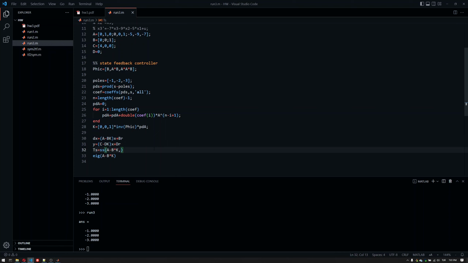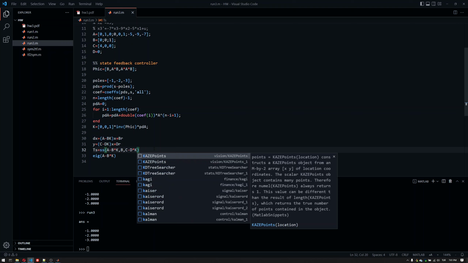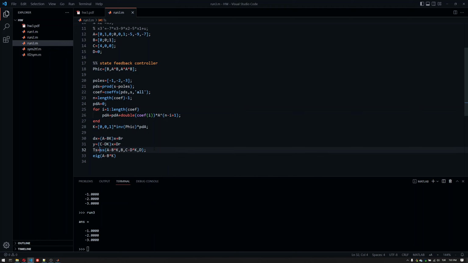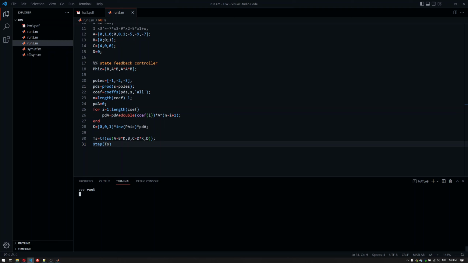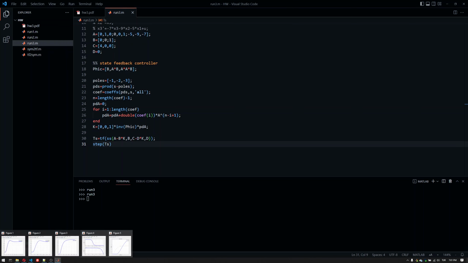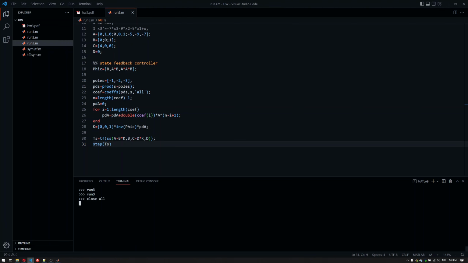So therefore we have again B, C minus D times K, and then D, and we can convert it into a transfer function and get rid of this, and then look at the step response of that. So if I run this, there we go.